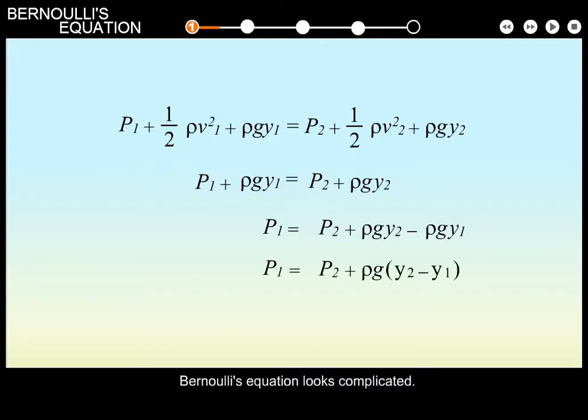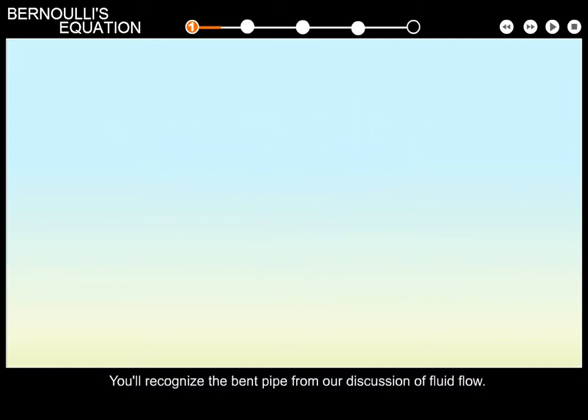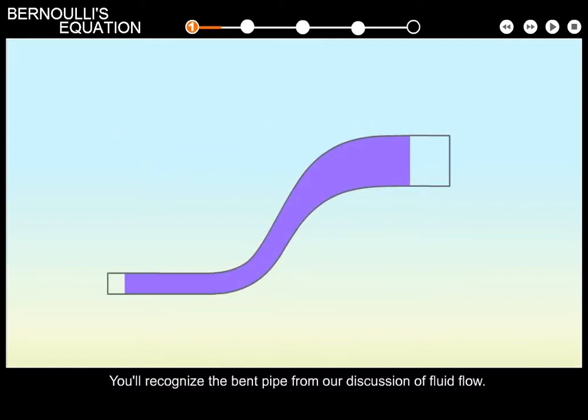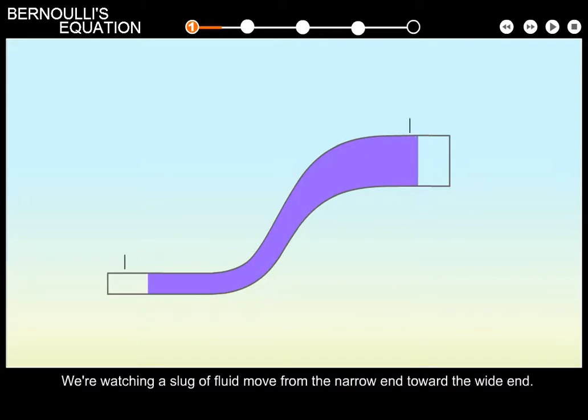Bernoulli's equation looks complicated. In the next few frames, we derive the equation from basic assumptions. Follow this derivation carefully, and the whole thing will make more sense. You'll recognize the bent pipe from our discussion of fluid flow. We're watching a slug of fluid move from the narrow end toward the wide end.